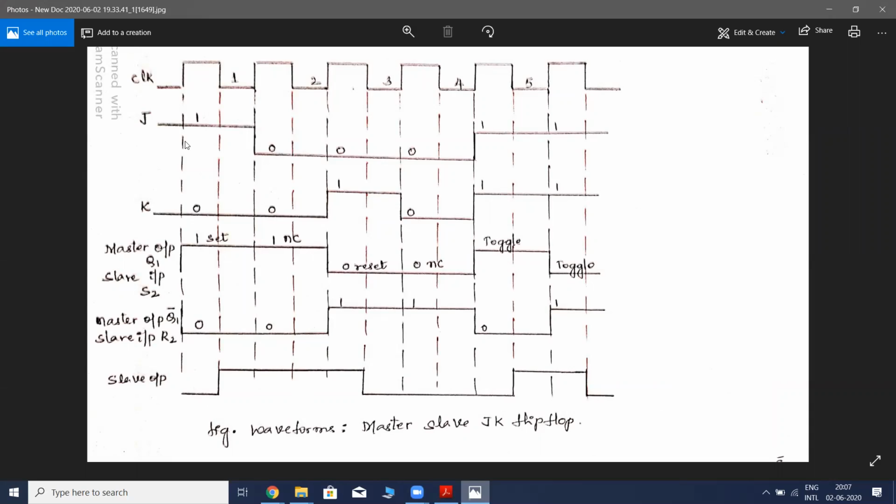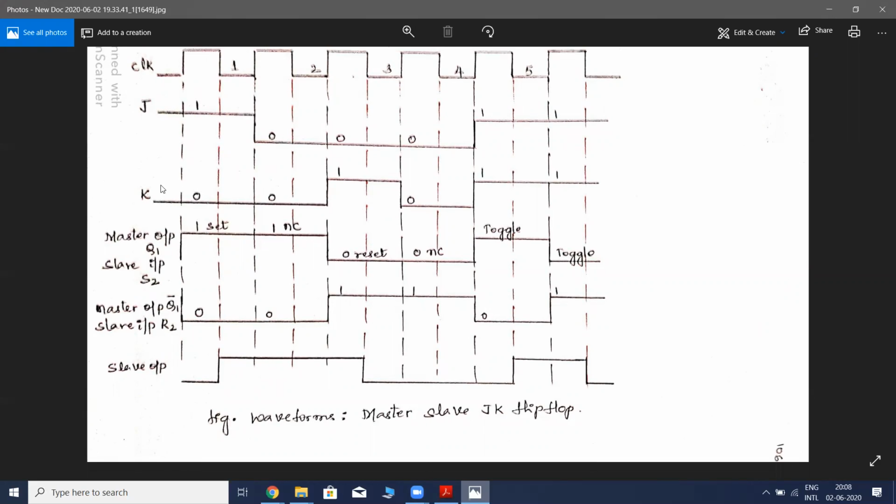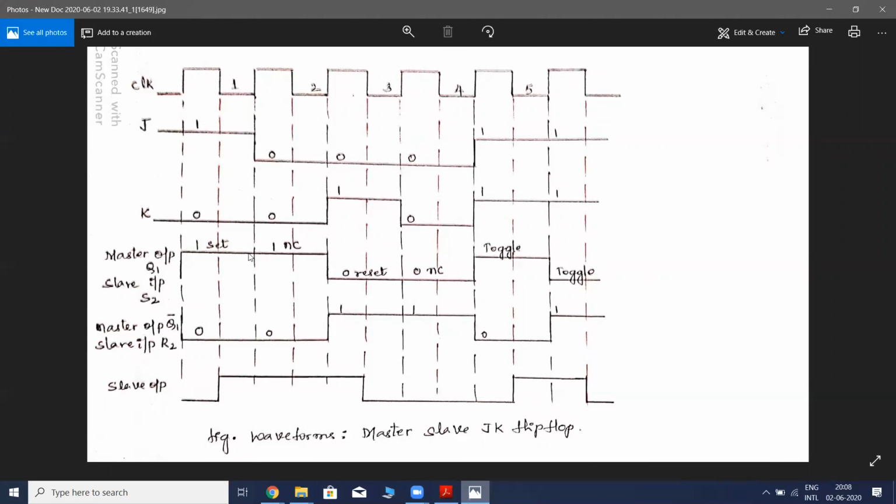Okay, so now let us see. I have tried to put all the conditions over here. So what are the conditions? It is J equal to 1 and K equal to 0. If J is equal to 1, it is nothing but the set state. So during the positive edge of the first clock pulse, the master output goes to the 1 state. Okay, so it goes to the 1 state over here. So it is set until here.